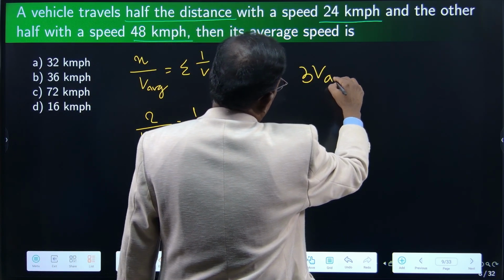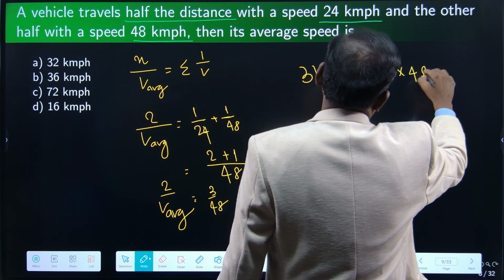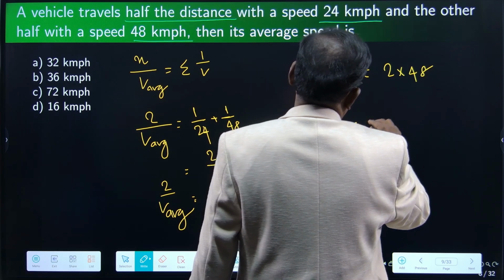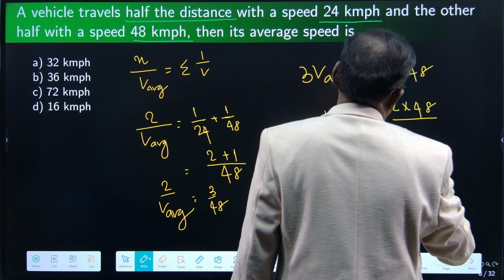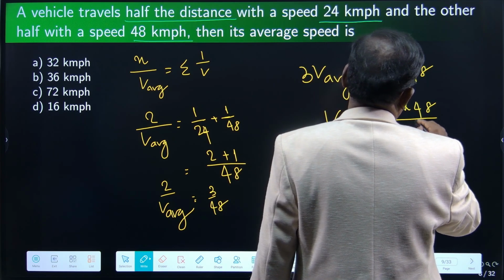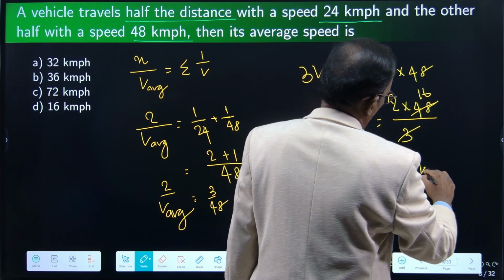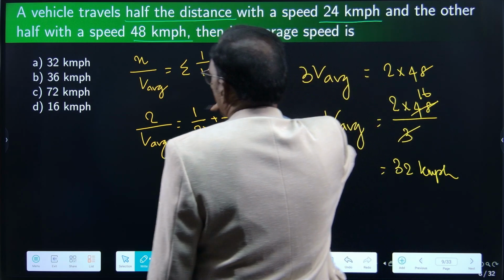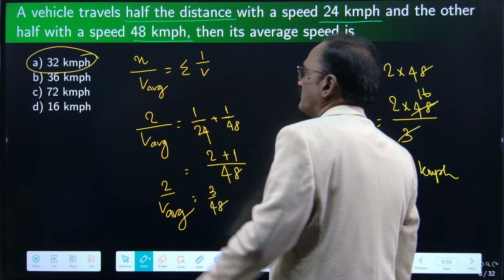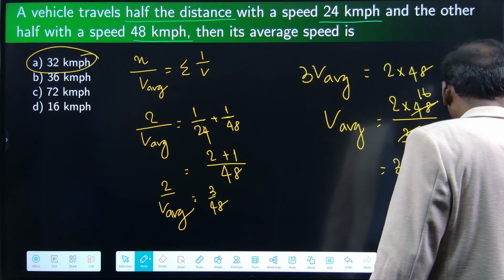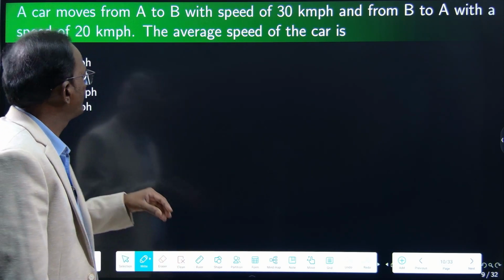3 v average, by cross multiplying, is 2 into 48. Then v average is equal to 2 into 48 divided by 3. So this can be removed, 16, this 3. So the answer is 32 km per hour. The unit is kilometer per hour. So option A is correct. So remember this formula, n by v is equal to sum of 1 by v. You need not start from the derivation, right?